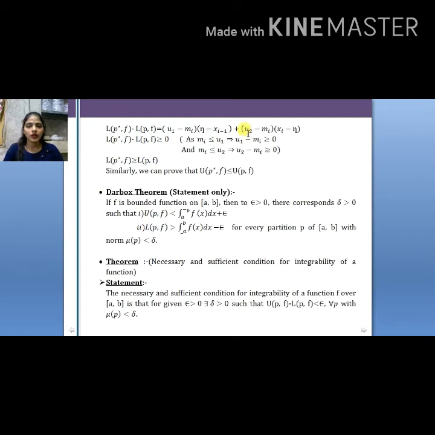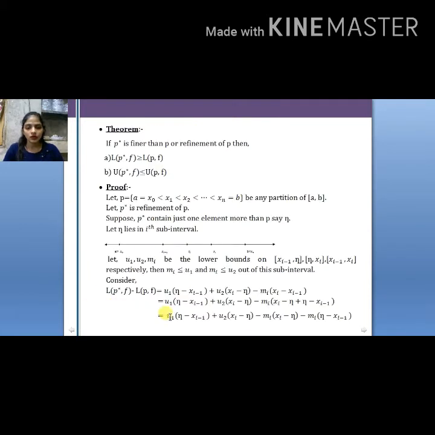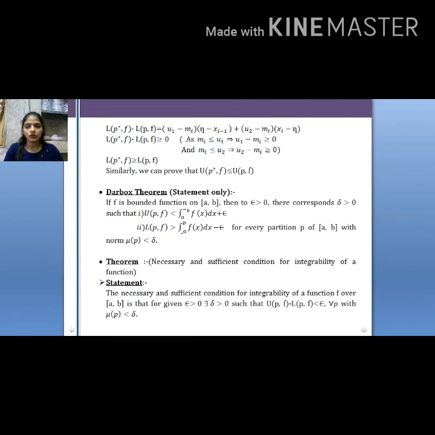Then we get this common factor, u1 minus small mi. Similarly, from these two terms, xi minus neta is common, and then we get u2 minus small mi into the bracket xi minus neta. Therefore, LP star f minus LPf is greater than or equal to 0.